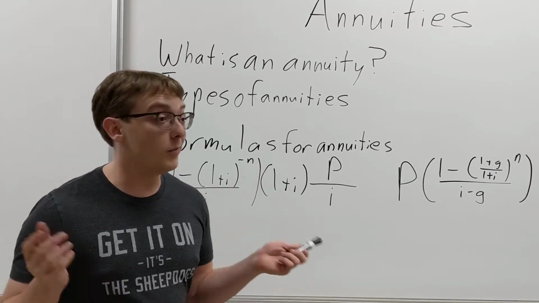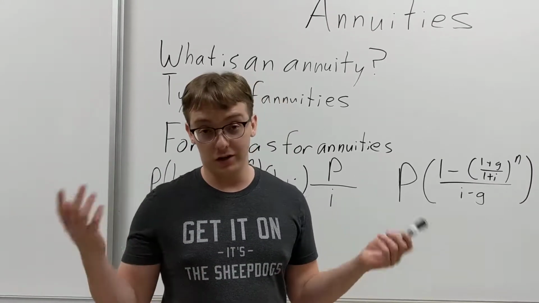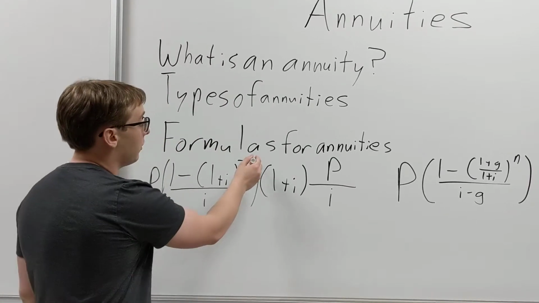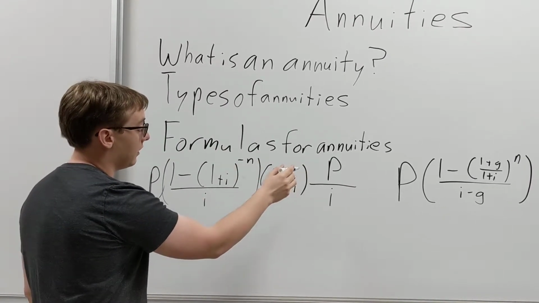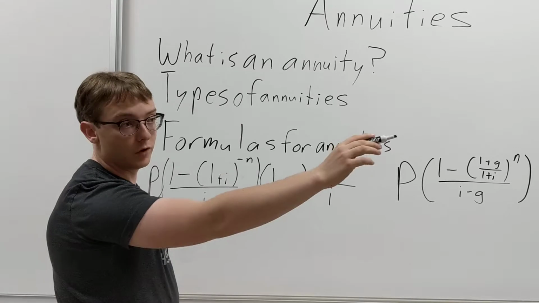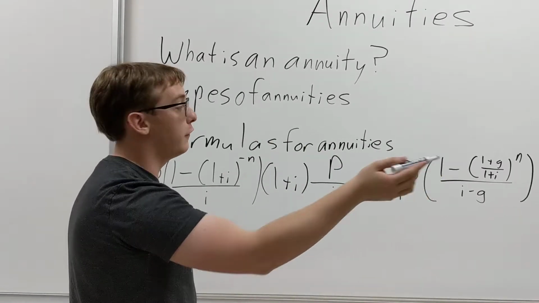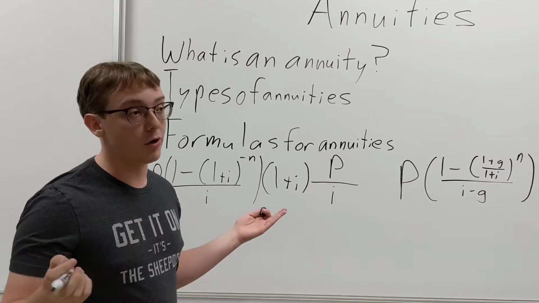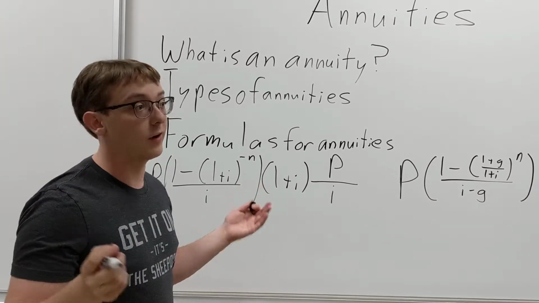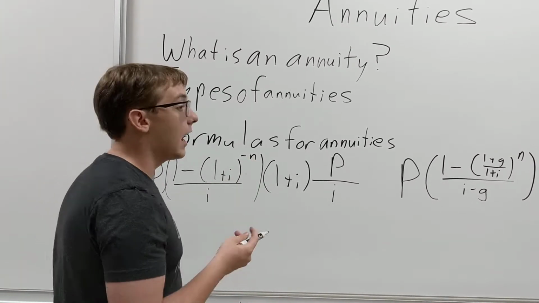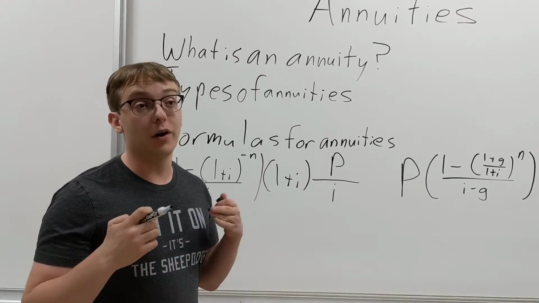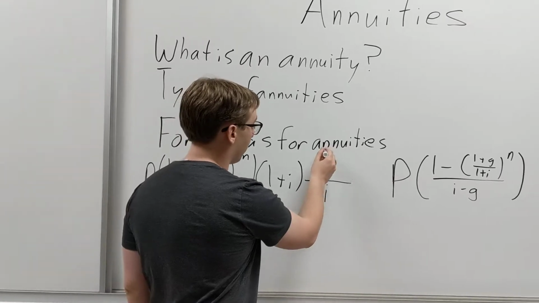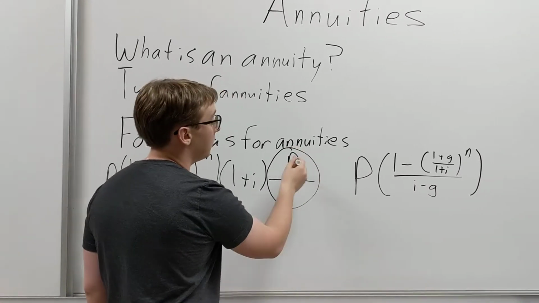Also, now some of you may have taken calculus. You guys are in high school. If you increased N to infinity, if you took N and brought it out to infinity, this would go to 0, since I, in almost all cases, is greater than 0, so this would go to 0. And what you would get is the formula for perpetuity. And the formula for perpetuity would just be P over I.